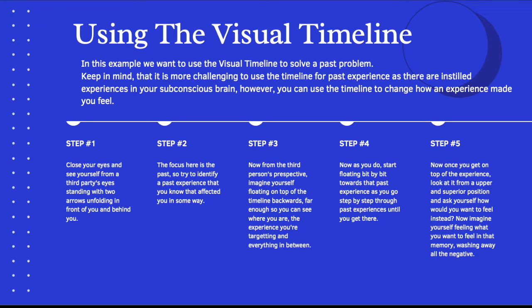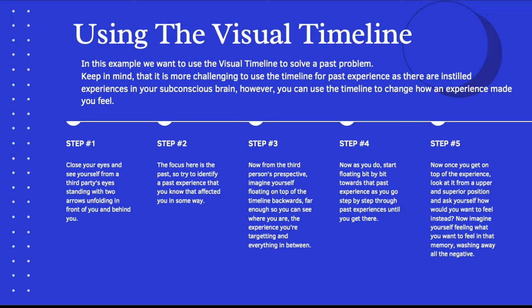Now, step number 5 is, once you get on top of the experience, you want to look at it from an upper and superior position. You are floating on top of it in a way that you are in control. And now you're not the same person; you are a higher version of yourself, looking at things from a different perspective, wiser and more knowledgeable.